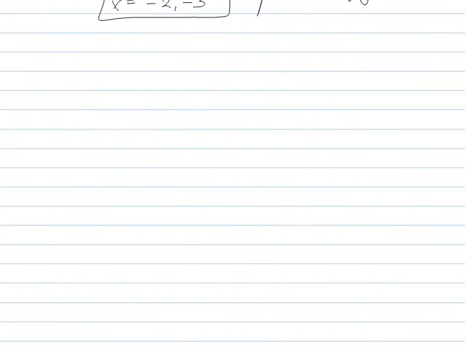Okay, so let's look at some more examples. Let's just say you start off with something that's really direct. Say they've already factored it for you. Say you have x plus 4 times x minus 5 equals 0. And they say solve for x.